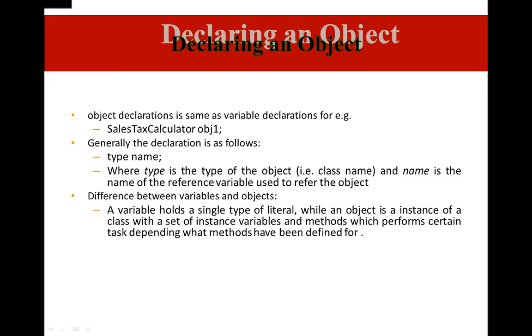Whereas an object is actually holding instance variables and methods. Okay, so there is a huge difference. We can say simply an object is more than a variable. Okay, let's discuss the initialization part.